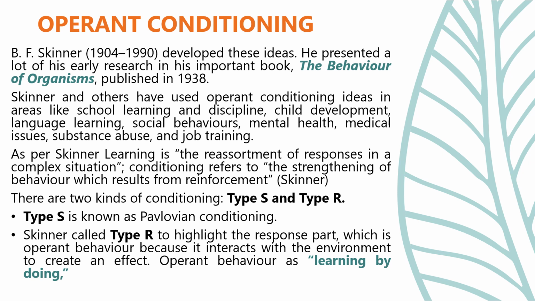So there are two kinds of conditioning. One is type S, which we have already known, the classical conditioning given by Ivan Pavlov. The second one is type R, which is given by B.F. Skinner, known as operant conditioning. And this operant conditioning is, you can say, learning by doing, learning by your own experiences. In that case, the dog didn't experience himself those stimuli of food and whistle, a whistle along with food. But here the person himself is the active participant.